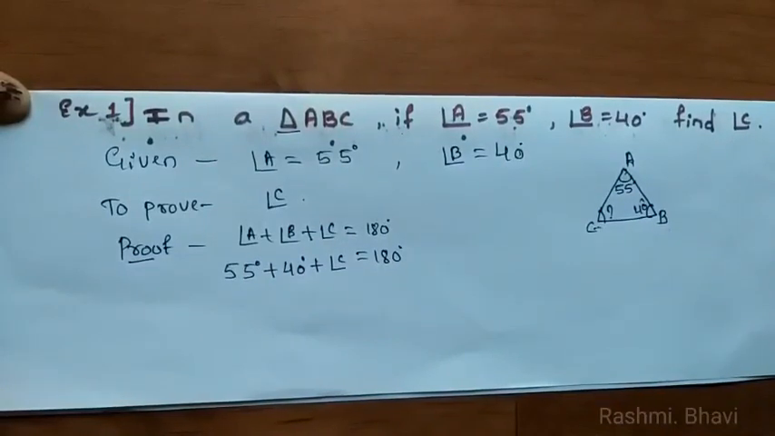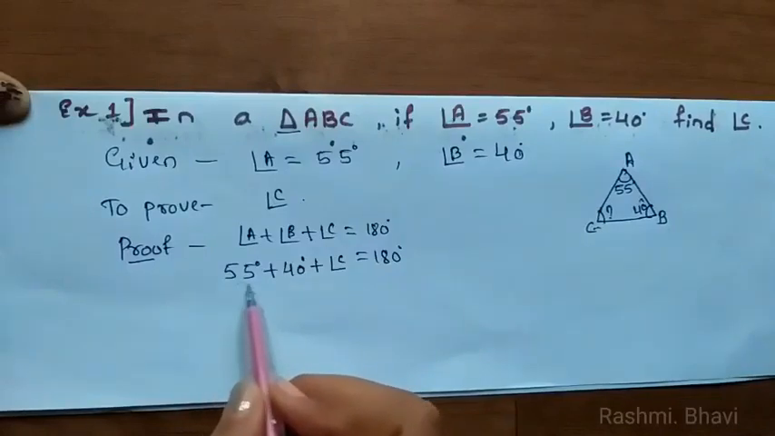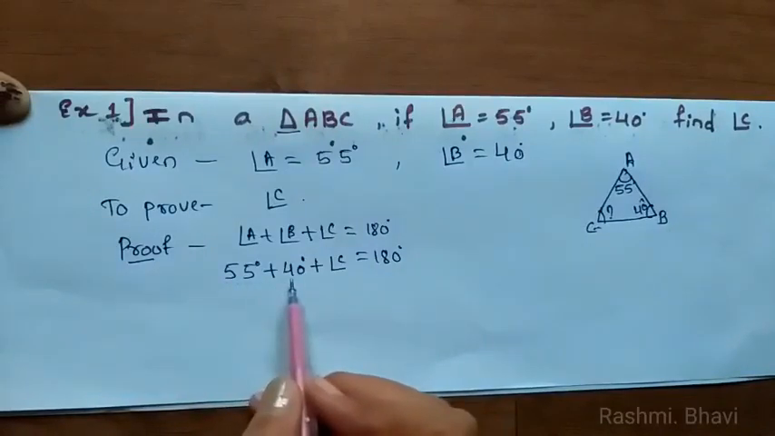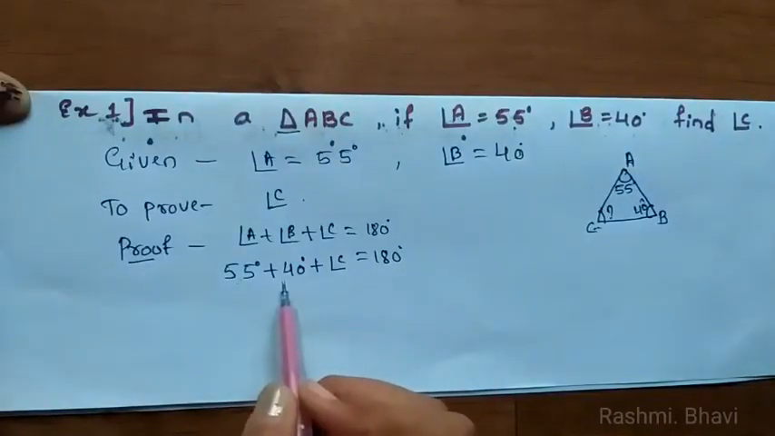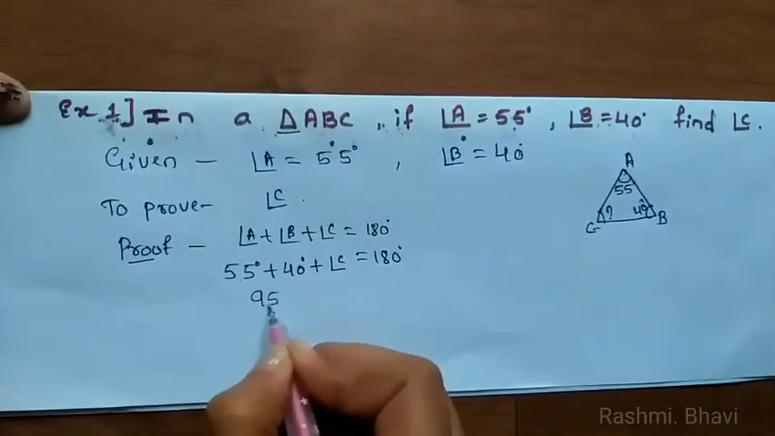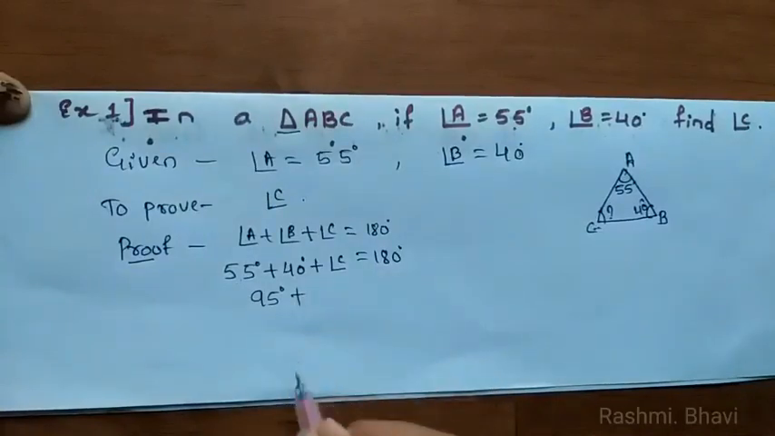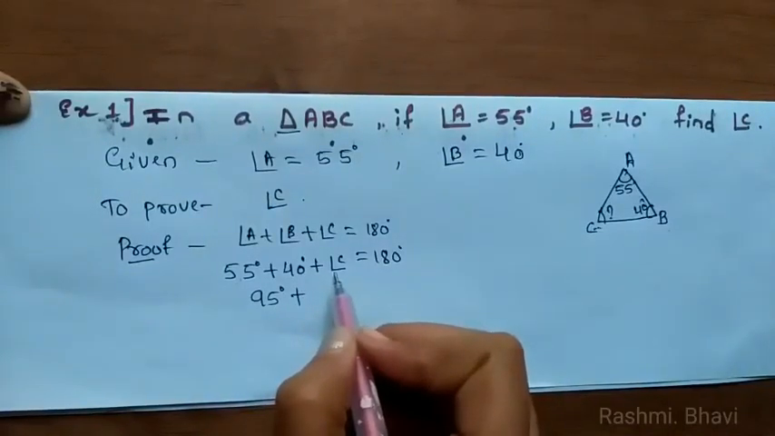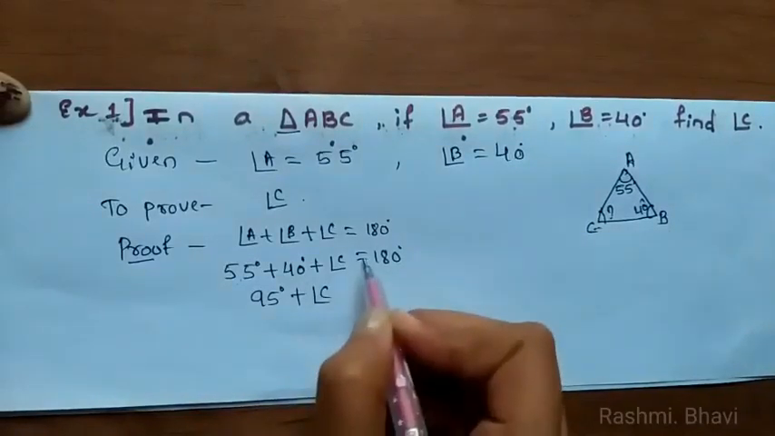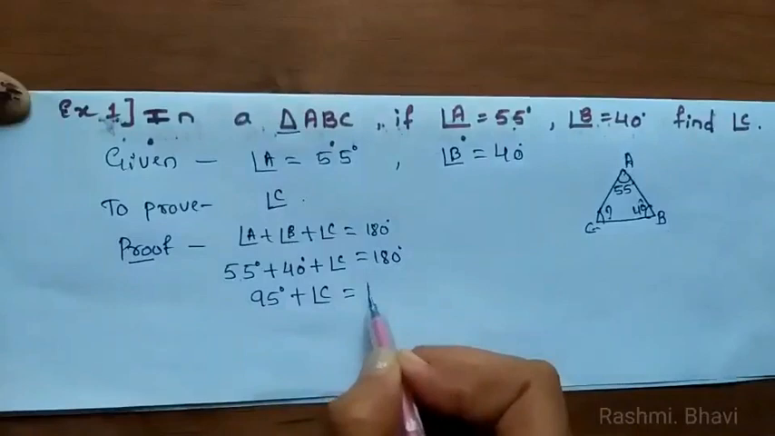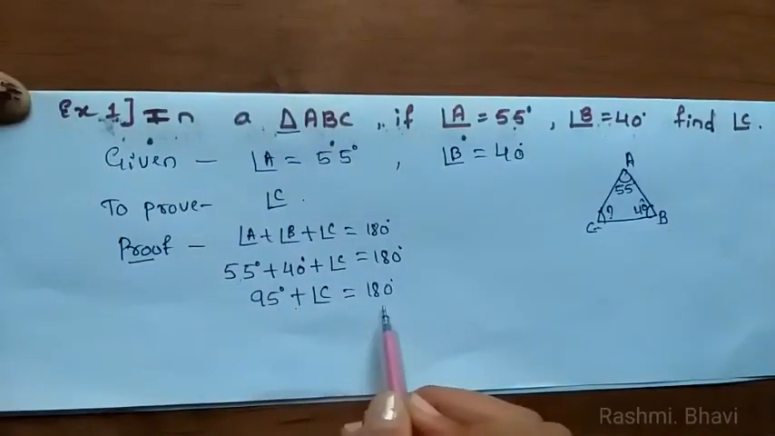180 degree. Now, here angle 55 degree, 40 degree are the constant numbers. We can easily add these two numbers. 55 degree plus 40 degree, how much we get here? 95 degree. Plus, here the addition symbol is kept as it is. Do you know the angle C? We don't know the angle C. We have to find the angle C. So, keep angle C as it is and equal to, what is it? 180 degree. 95 degree plus angle C is equal to how much here?